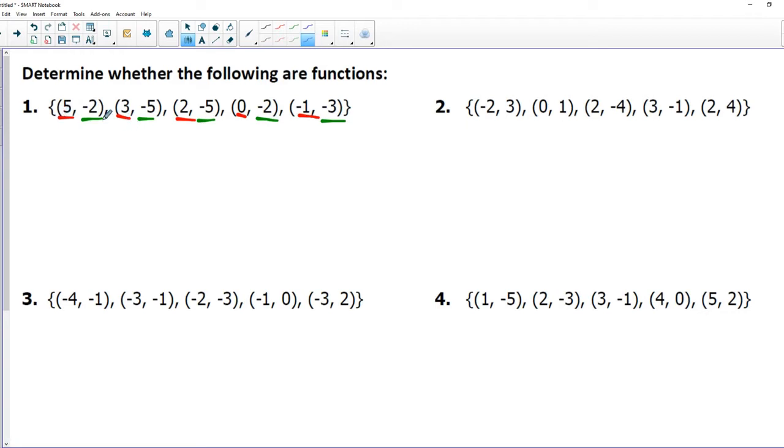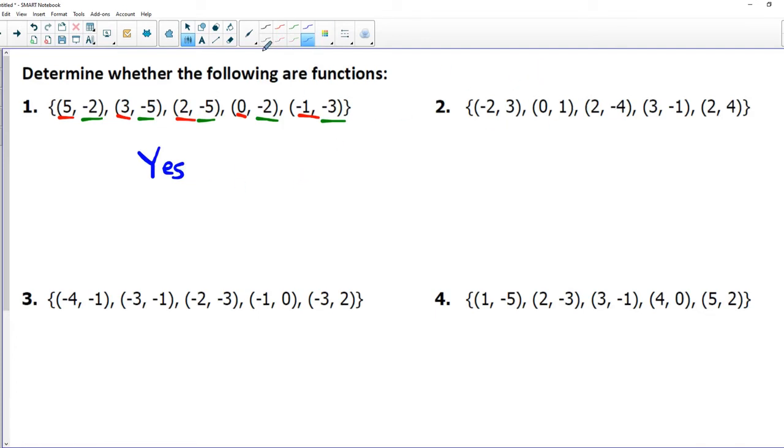So 5 goes to just -2. That's 1. I don't see 5 being reused at all. 3 just goes to -5. 2 just goes to -5. 0 goes to -2. And -1 goes to -3. Now, some people might wonder right here, oh, hey, I see two -5s. But remember, those are y values. It's okay to have the same y value used more than once, but not the same x value. So this is yes. Okay, it's a function.